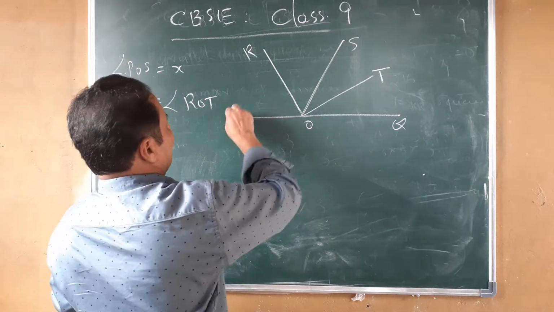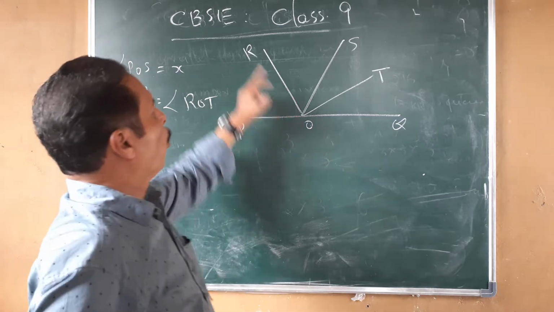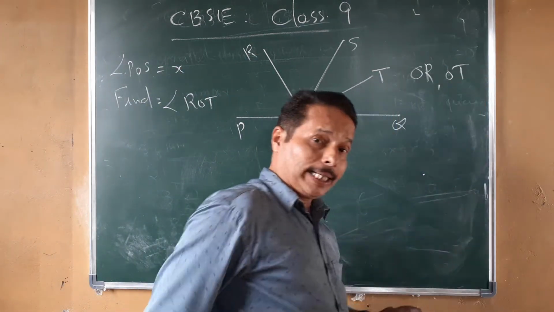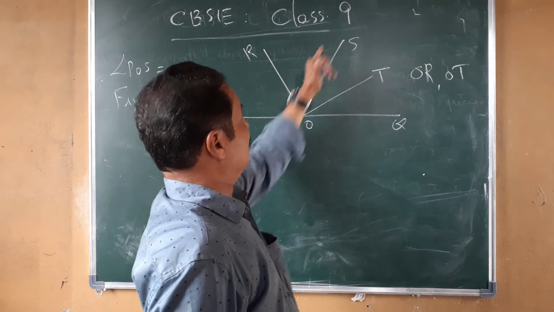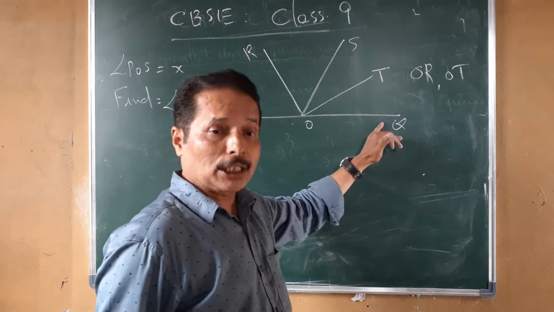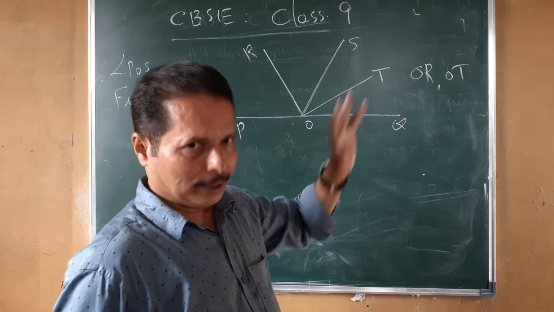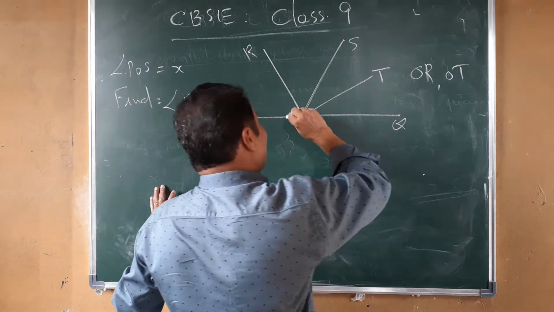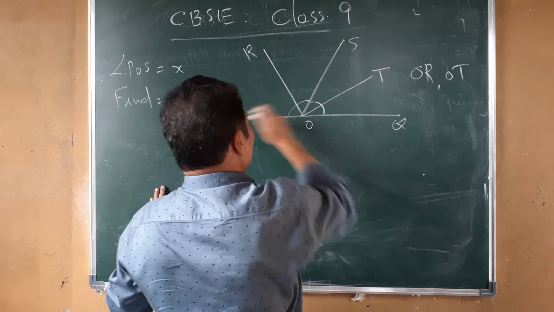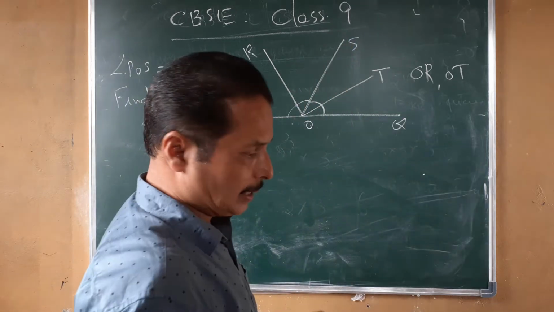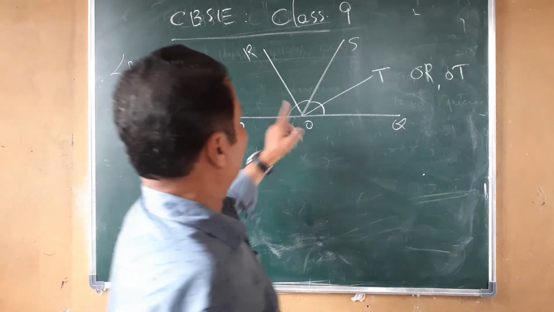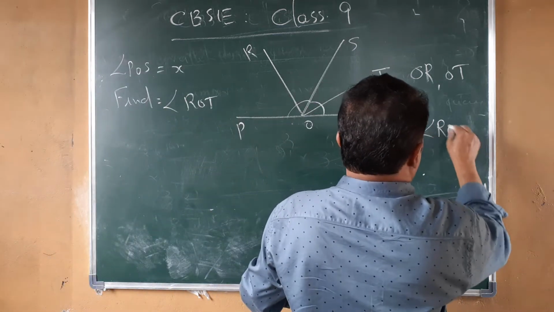Now, in the given data, OR and OT are the bisectors of angle POS and angle SOQ respectively. That's the given data. Bisectors means divided into two equal parts. Find angle ROT.